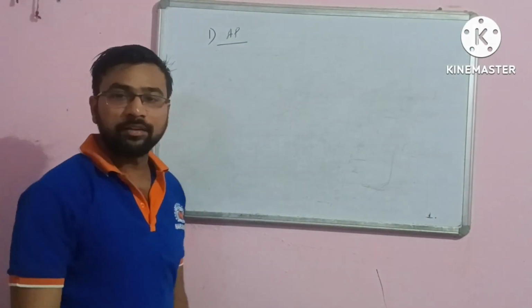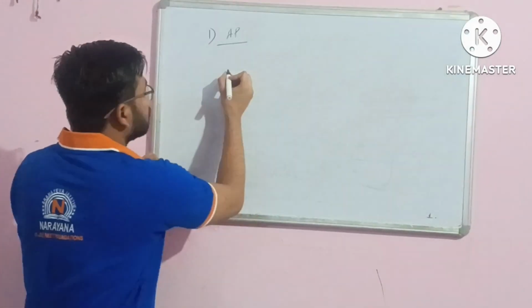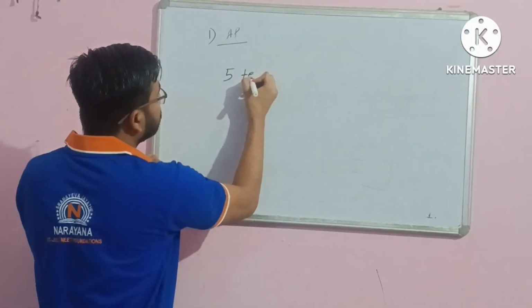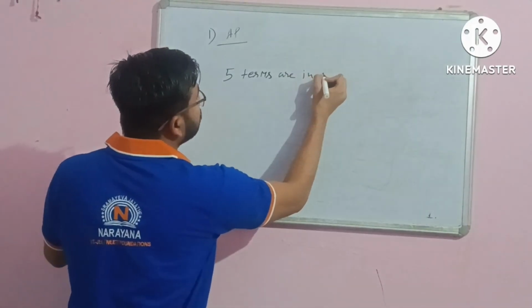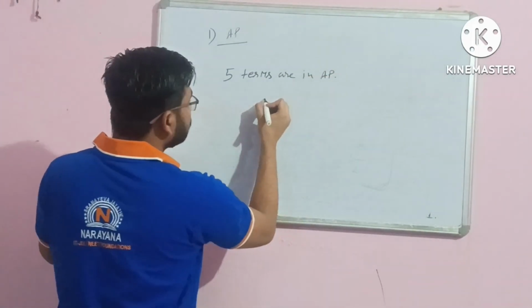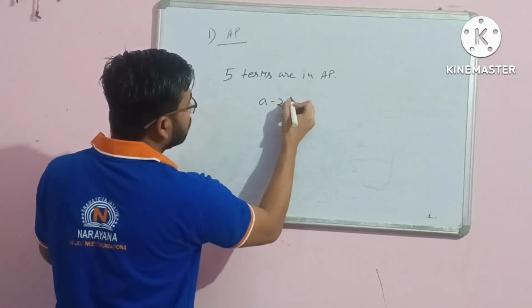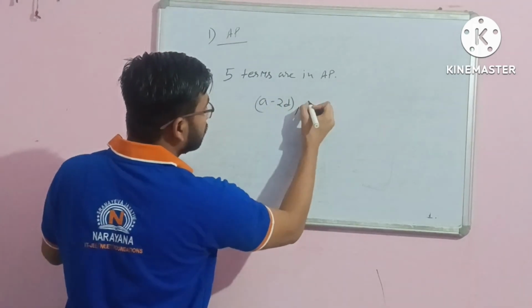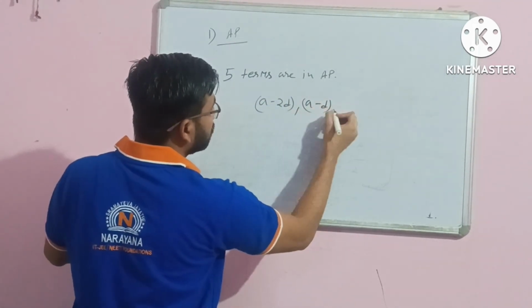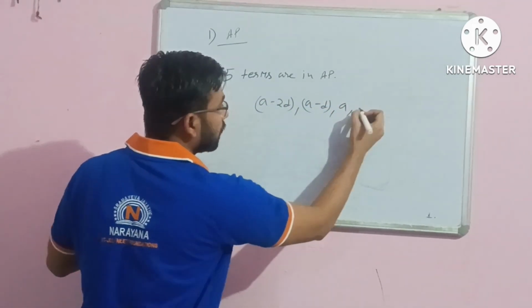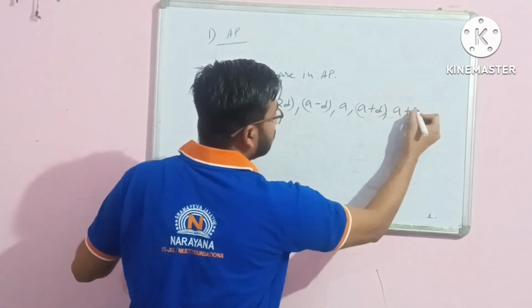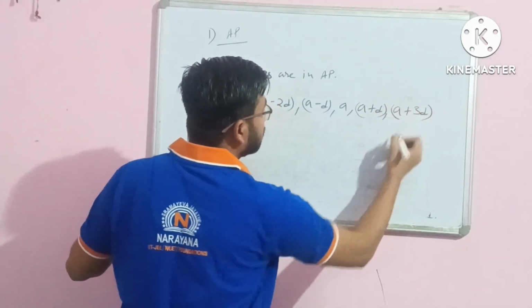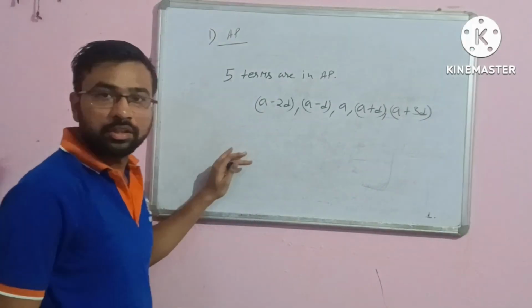And how do we write five terms in AP? Suppose five terms are in AP: A minus 2D, A minus D, A, A plus D, A plus 2D. So this is all about the AP.